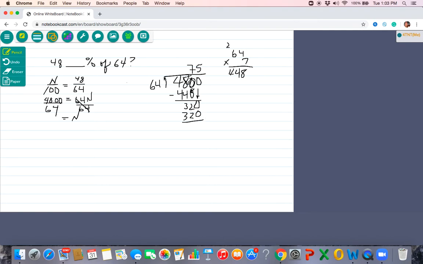But I can also do this. 5 times 4 is 20. Carry the 2. 5 times 6 is 30, plus 2 is 32. Oh, 320. Okay. Minus 320. This is going to be my answer. You see that? 75. So 75 equals n.